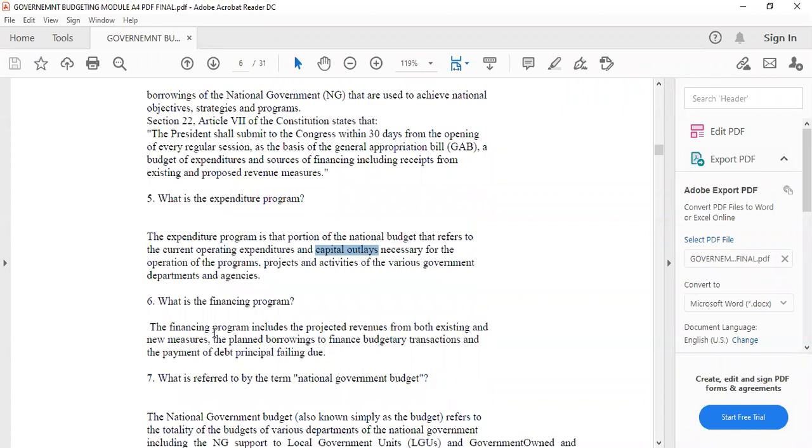Now, what is the financing program? The financing program includes projected revenues. What are the projected revenues? The future collection of money from both existing and new measures. They're going to present where to get the money, the existing and the future sources of money. Then the plan of borrowing: if it is not enough, they will borrow money. Local government units may borrow money from other agencies, like Cebu City, which borrowed money from Japan, to finance budgetary transactions and payment for debt principal falling due.